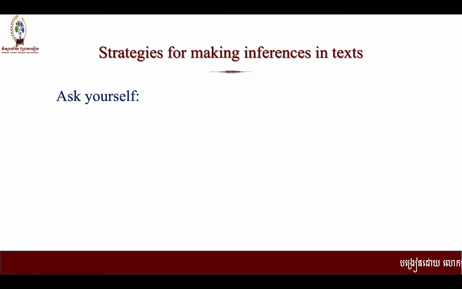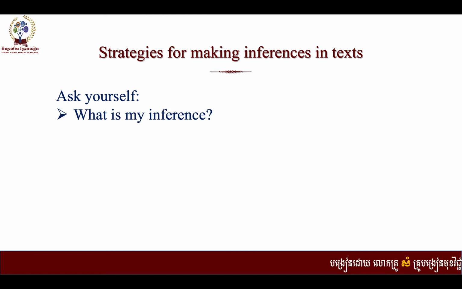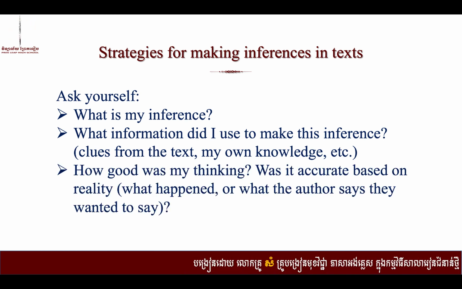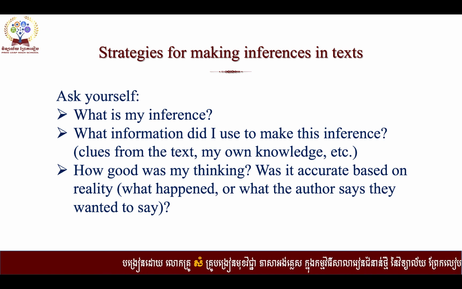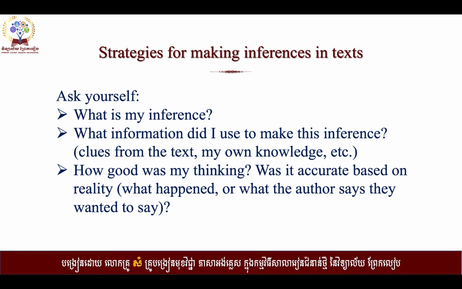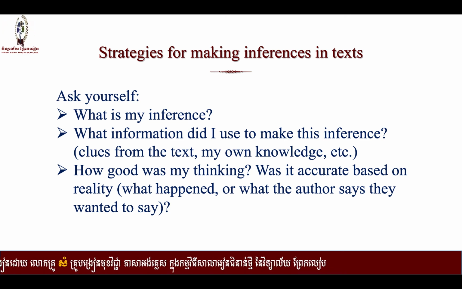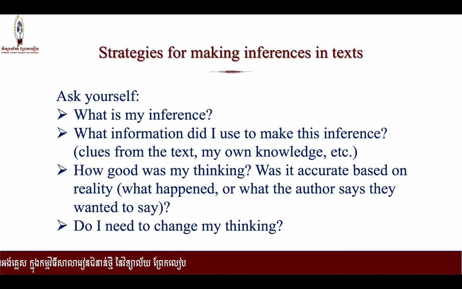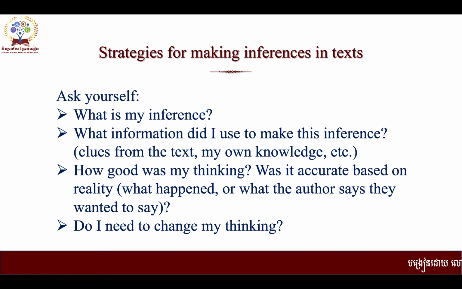And whenever you're making inferences in text, try to ask yourself, what is my inference, or what am I saying? What information did I use to make this inference? So clues from the text, my own knowledge. How good was my thinking? Was it accurate based on reality? So we can look back and see what actually happened, or what did the author say that they wanted to say. And then, do I need to change my thinking? So in the example, we changed our inference. We thought, oh, her parents are just playing a joke on her. But then we realized her parents actually wanted her to meet them at the restaurant because it was a surprise party. So sometimes we change our thinking based on new evidence or information that we have.